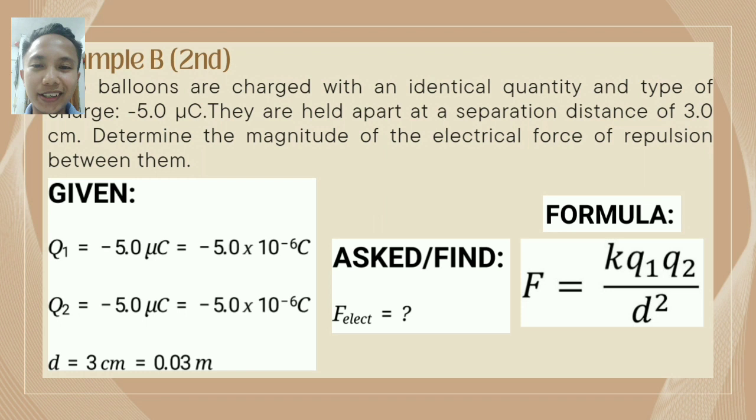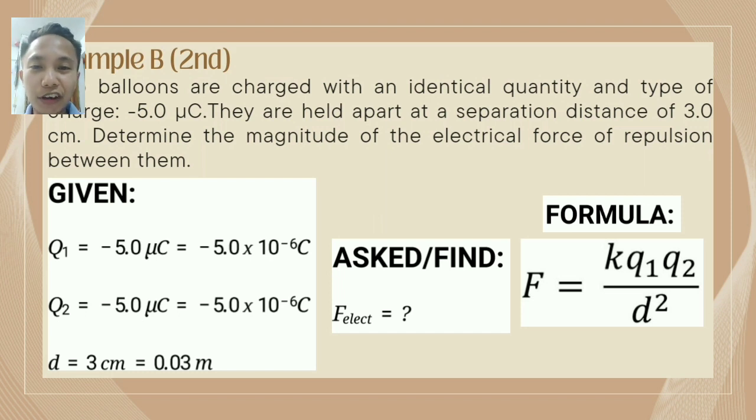Now let's proceed to the second problem in example B. Two balloons are charged with an identical quantity and type of charge, which is negative 5 microcoulombs. They are held apart at a separation distance of 3.0 centimeters. Determine the magnitude of the electrostatic force of repulsion between them.